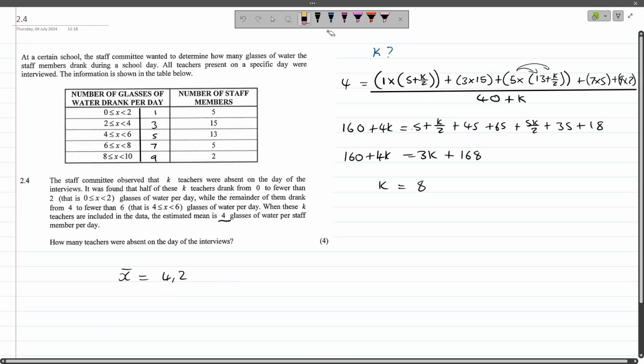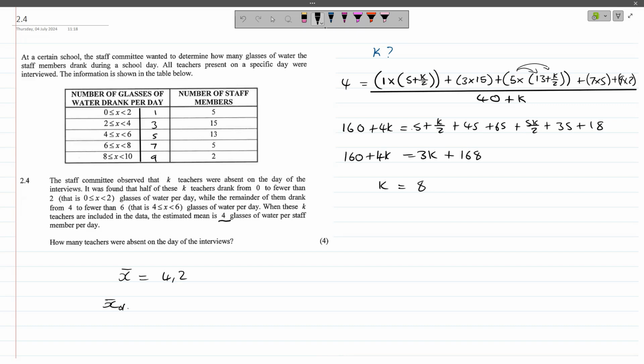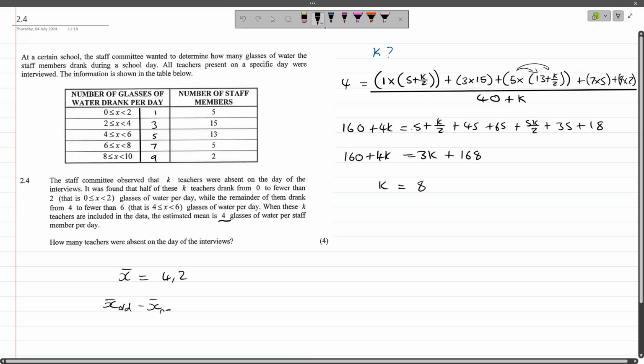Well, I would need to write this separately. So x old minus x new, the old mean minus the new mean, will be equal to 4.2 minus 4, which is 0.2. Then we can multiply the total number of teachers we had, which is 40, times the difference, which in turn gives us that 8 teachers were added to this.